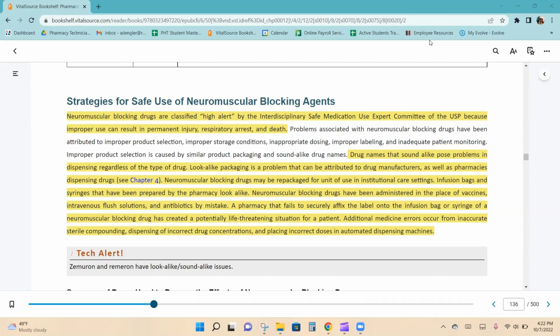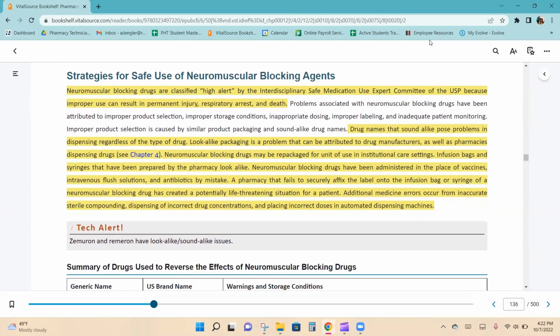Additional medication errors occur from inaccurate sterile compounding, dispensing of incorrect drug concentrations, so like the strength in milligram or the percentage, and placing incorrect doses in automated dispensing machines. That right there is, I'm going to say, one of the biggest ways I've seen drug errors happening. Someone's filling up the automated dispensing machine, the wrong drug gets put in, or the wrong strength, because they're right next to each other. If there's two drugs that are in the automated dispensing machine, that can pose a lot of drug errors.